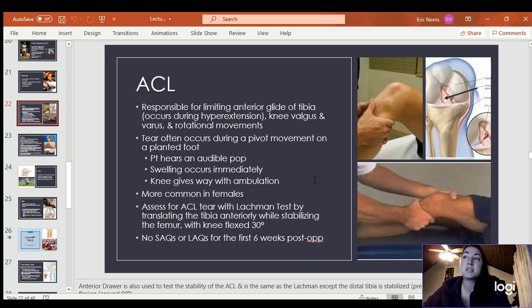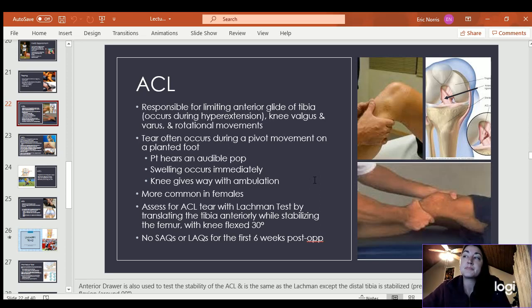Most of the time when someone tears their ACL, it's while their foot is planted and they're doing some type of a pivot movement on that planted foot. They typically hear a pop if it fully ruptures. It swells immediately, within an hour of the injury. It's already swollen, and the knee will begin to give way. If it's a full rupture, they should notice some instability of the knee, that it's kind of buckling, giving way underneath them.